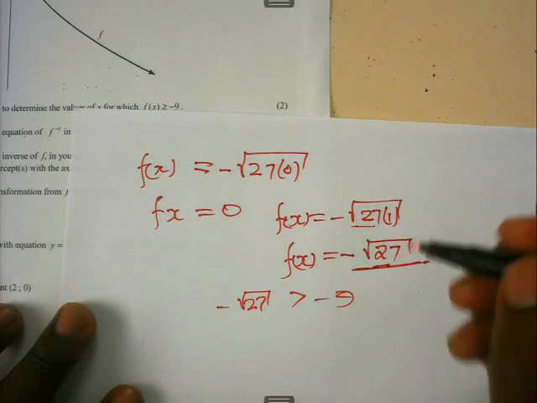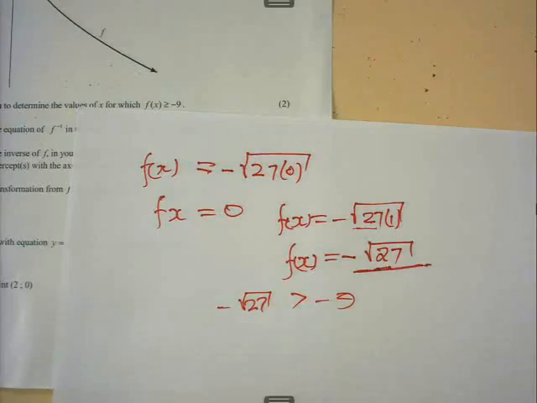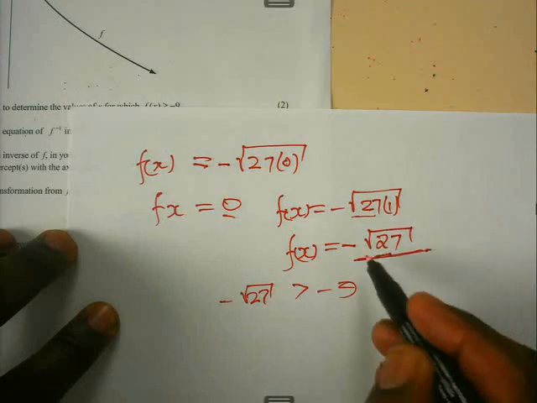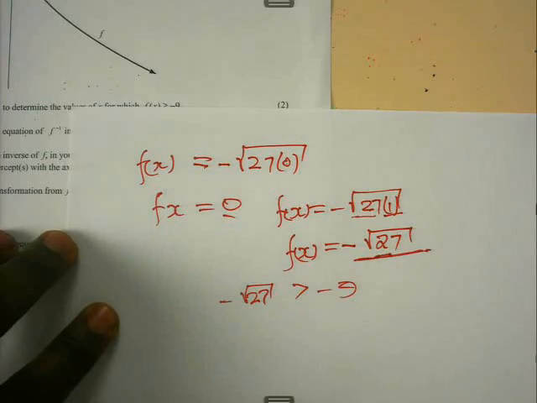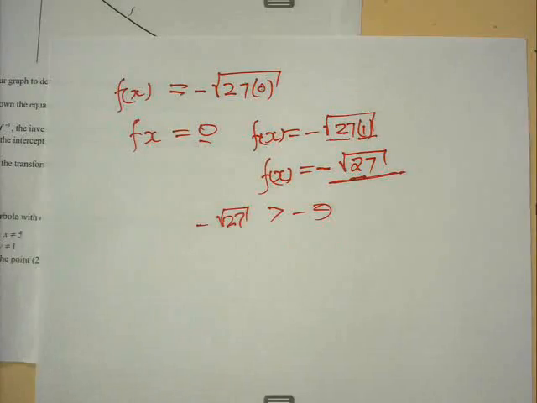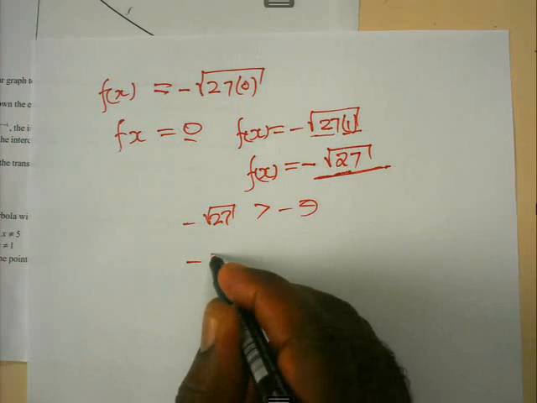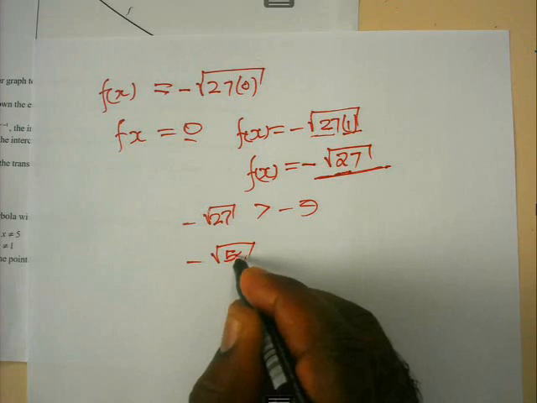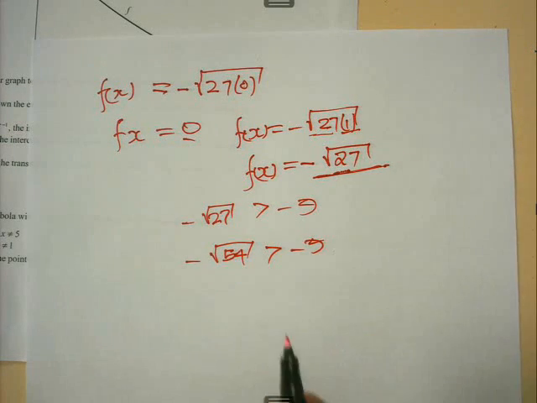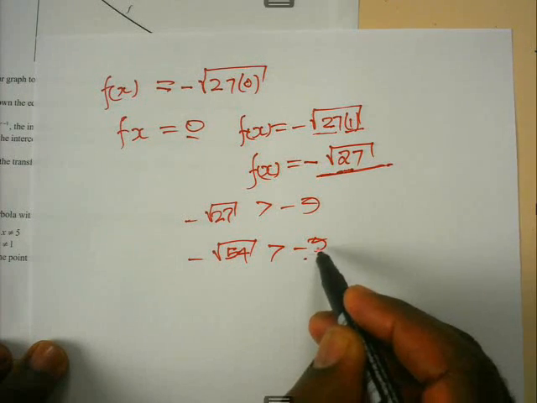So it means 1 is admissible. It forms part and parcel of that interval. We started with 0, now we are at 1. What happens if we have 2? If we have 2, we are going to have 54 inside. So negative the square root of 54 is also going to be greater than negative 9.